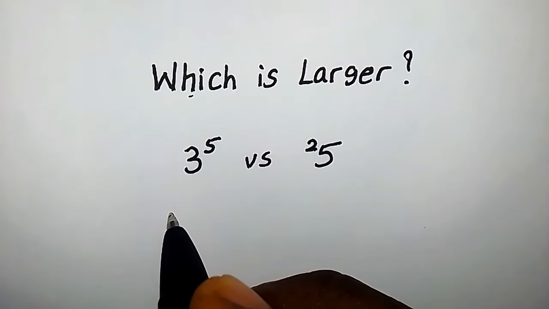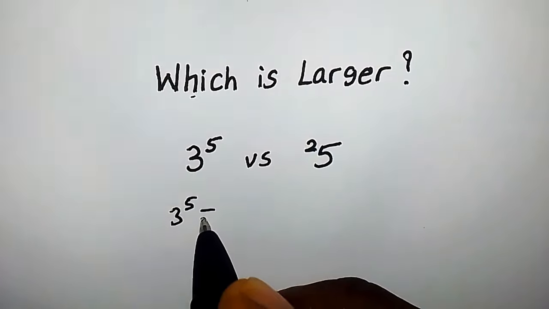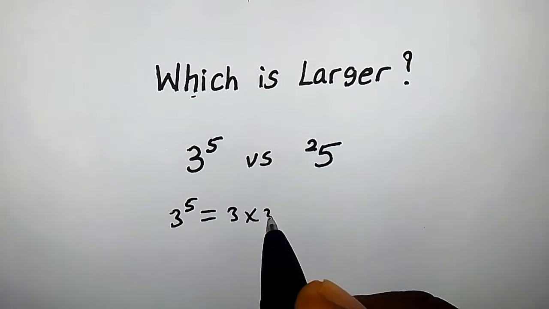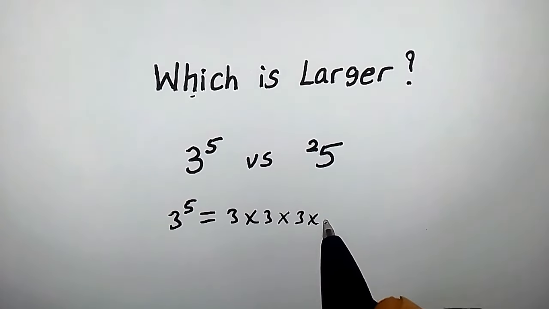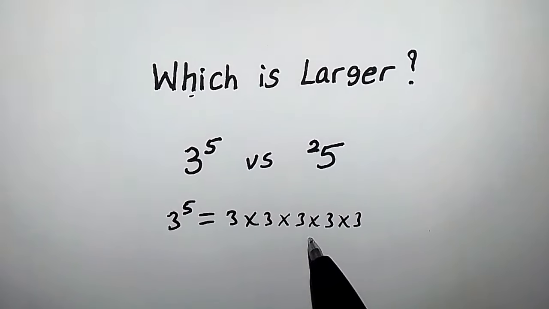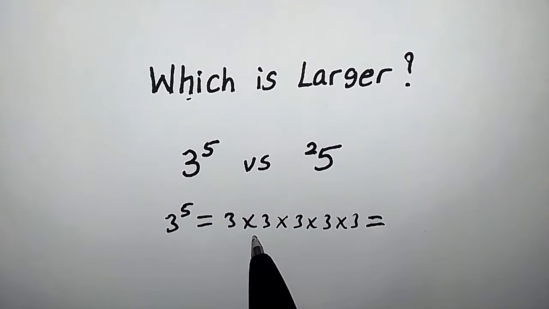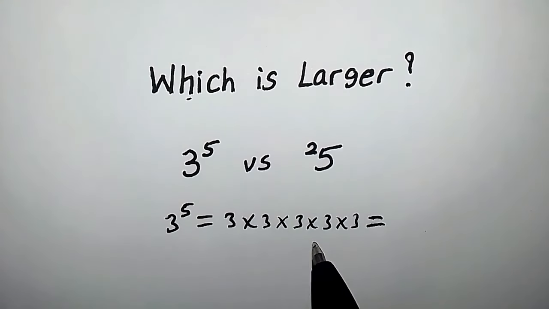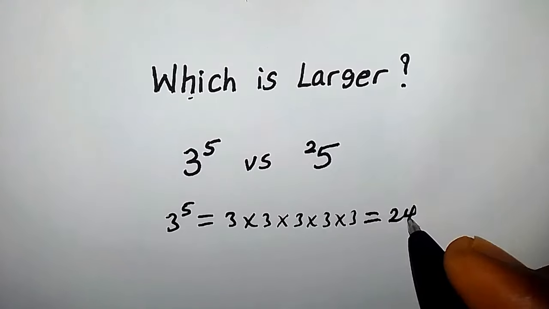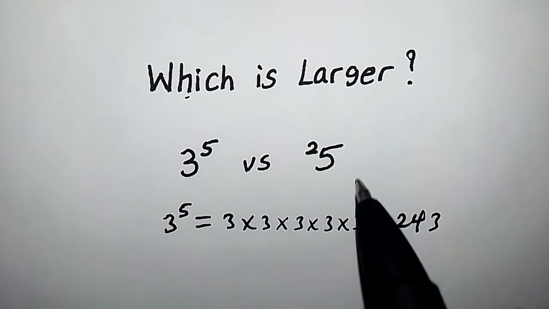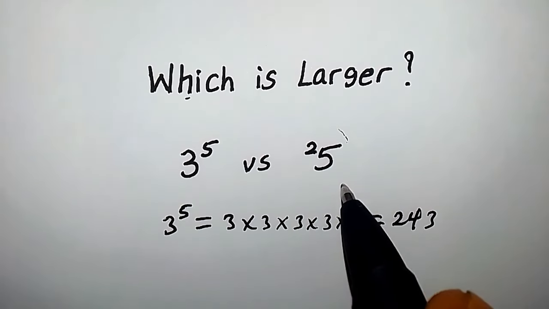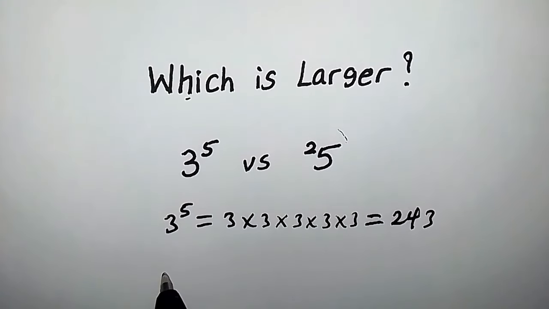3 to the power of 5, we can rewrite it as 3 times 3 times 3 times 3 times 3, which equals, if you plug all this into your calculator, you will get 243. Now let us consider 5 to the super power of 2.